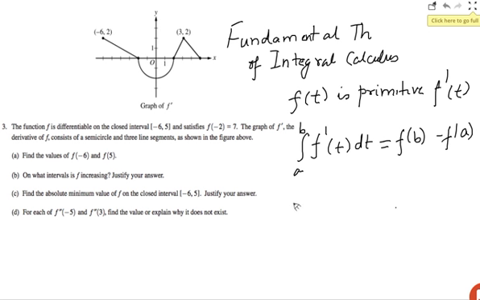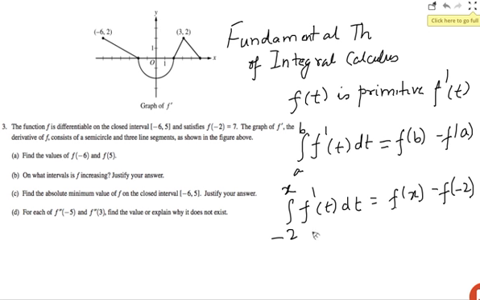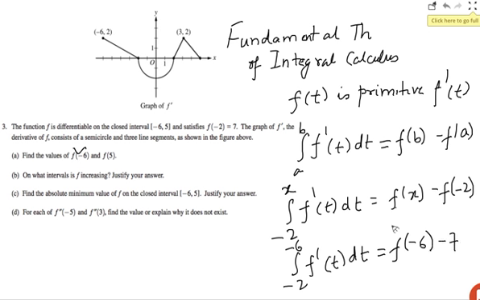In place of a, I'm going to replace -2. In place of b, I'm going to replace x. And f dash t remains f dash t. And this is equal to f of x minus f of -2. Now we know that f of -2 is going to be 7 as per the problem. So what I'm going to do is I'm going to replace my x now with -6 as asked in the question over here. So integral f dash t from -2 to -6 is f of -6, and this becomes -7.